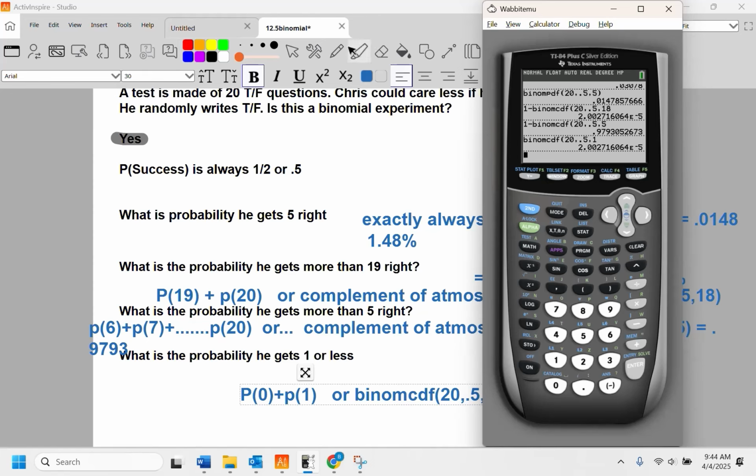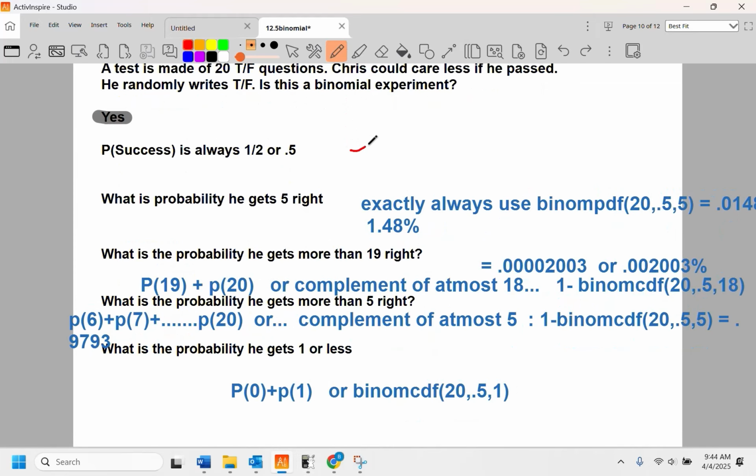The reason it's doing this is because if you lay everything out, your probability distribution here looks like a bell curve. That's why it's doing it.